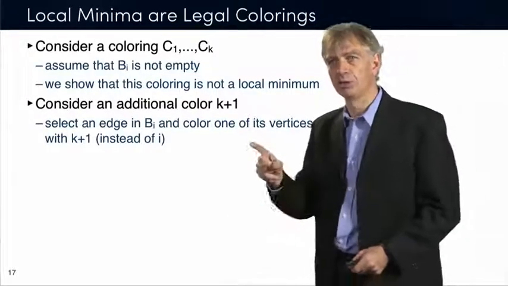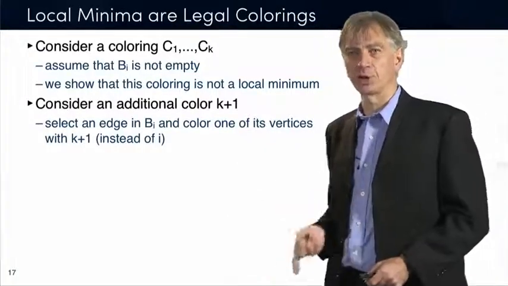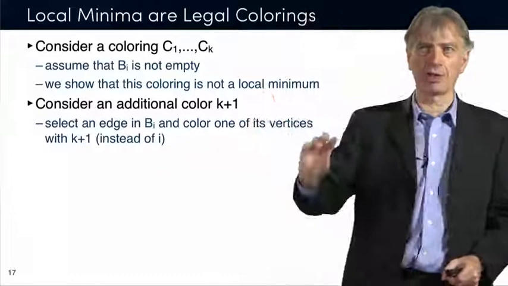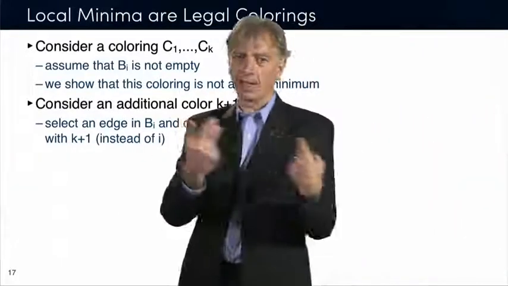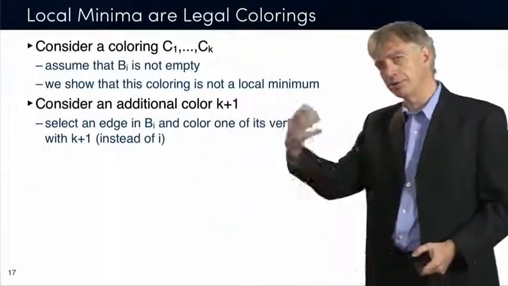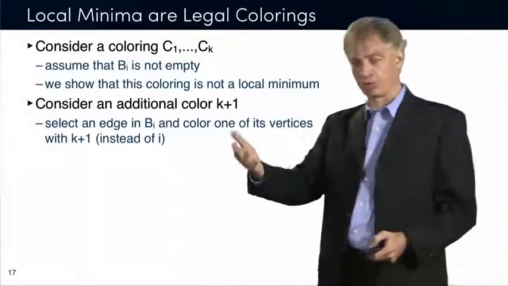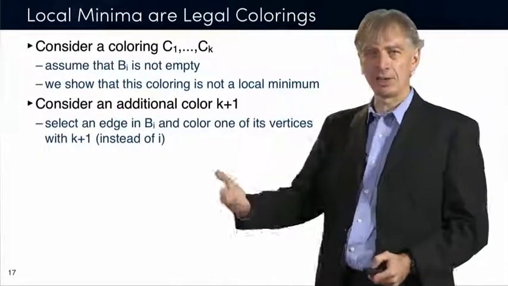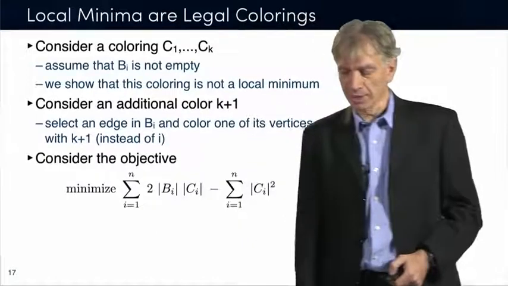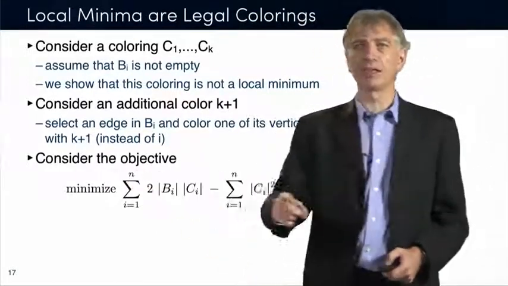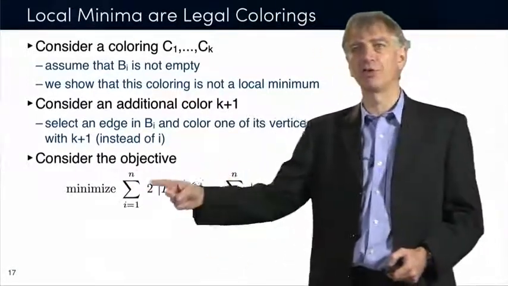And I'm going to show you that the value of the objective function is going to decrease, and therefore this cannot be a local minima because I do this local move and I have a better solution. And so by definition, all the local minima are going to be legal colorings. So how do we do that? Well, you look at the objective function, and the only thing that we have to do is to see how it varies.